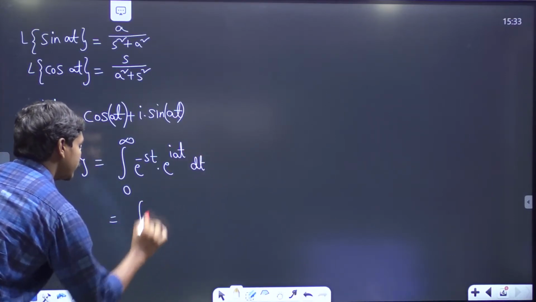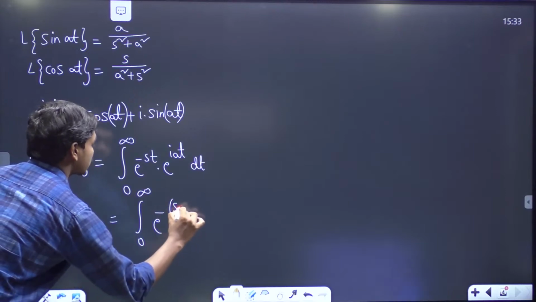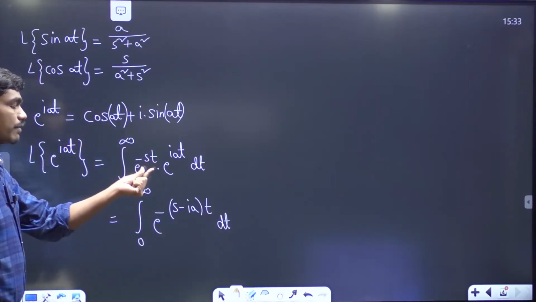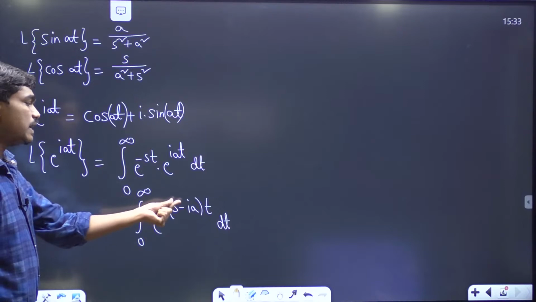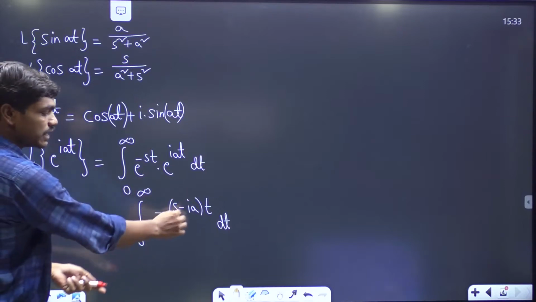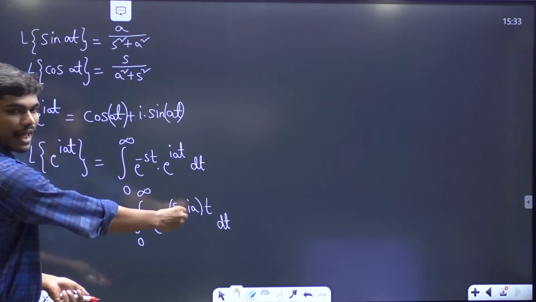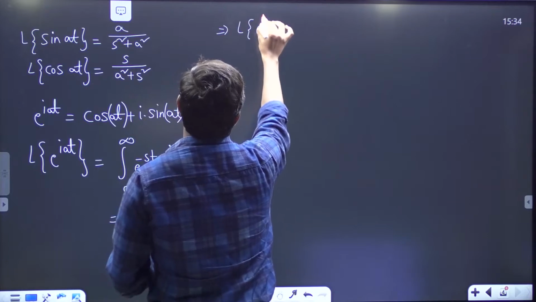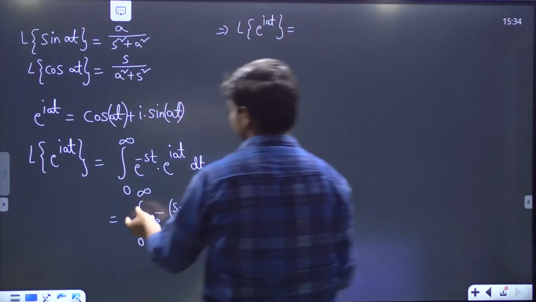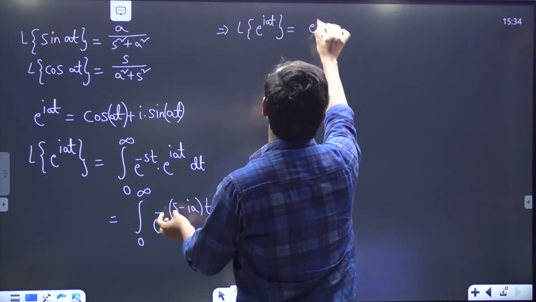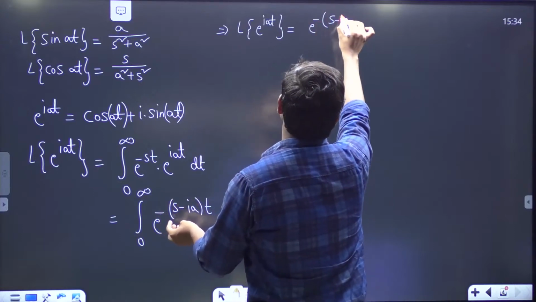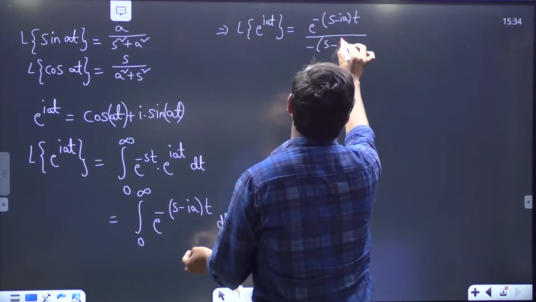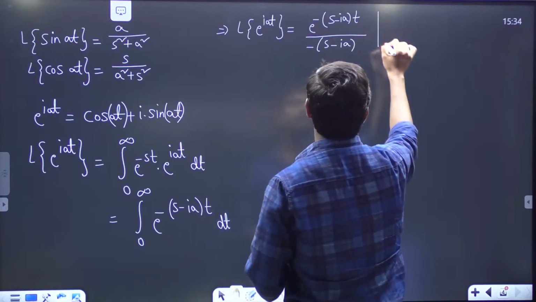So integral 0 to infinity e power minus of (s minus ia) into t dt. This is what we have, because if I write this in a power m into a power n format, I have e power minus st plus iat. If I take the minus sign common, I'll have s minus ia. So this implies the Laplace transform of e power iat is equal to, if you evaluate this integral, e power minus of (s minus ia) into t divided by minus of (s minus ia), within the limits 0 to infinity.